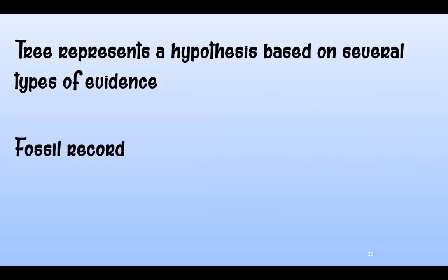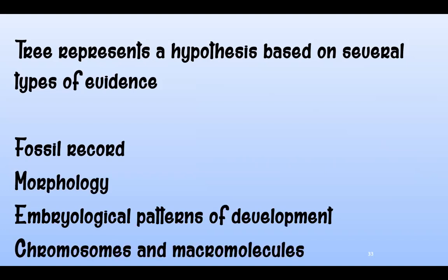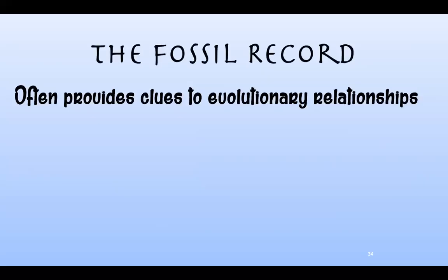So the types of evidence that we use to try to form a relationship between the organisms are the fossil record, morphology, the embryological patterns of development, and chromosomes and macromolecules. Remembering that morphology means the structure, the internal and external structure. So we're going to start with the fossil record. This provides clues to evolutionary relationships. I've talked about it before.